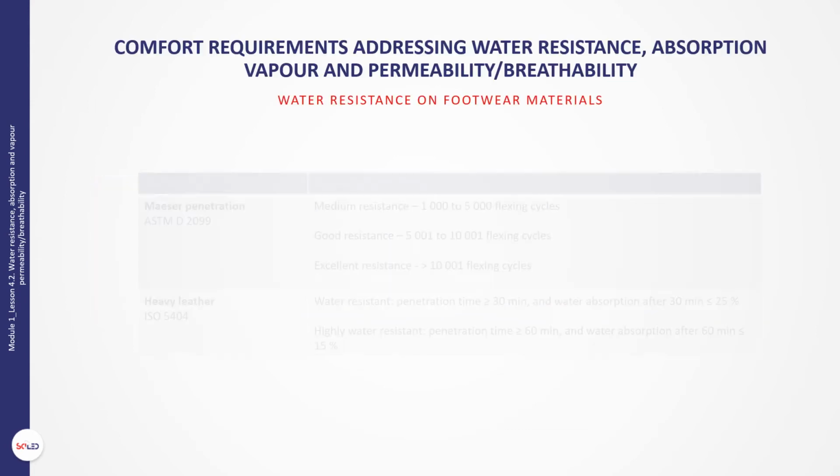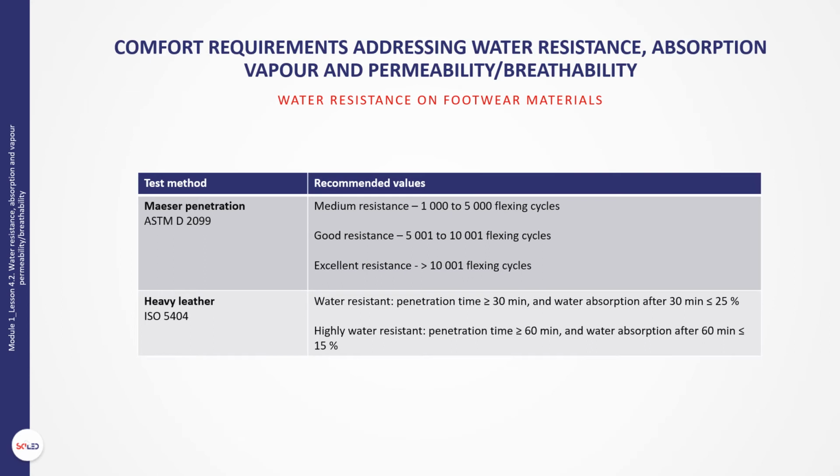The recommended values for the flexing or water penetration are divided in 3 categories according to the resistance. Medium resistance for 1000 to 5000 flexing cycles, good resistance for 5001 to 10,001 flexing cycles, excellent resistance for higher than 10,001 flexing cycles. Regarding the water resistance of heavy leather, the recommended values are as follows.